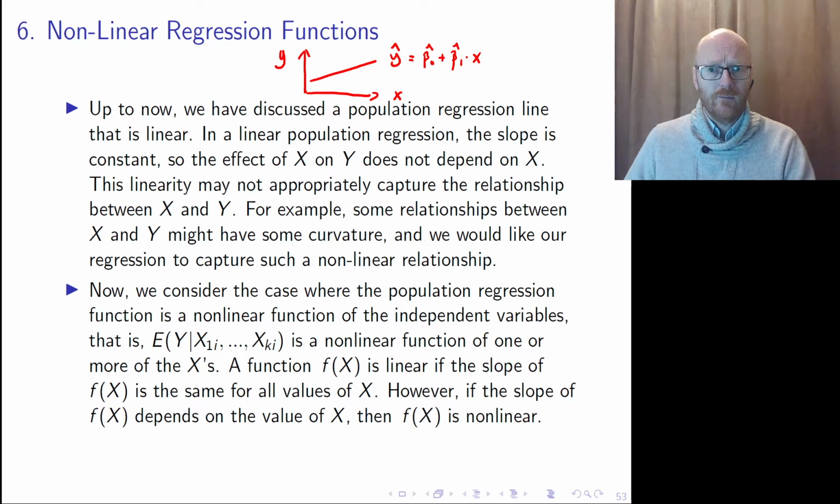But what if the data tells us that this relationship is not linear, or that our intuition is such that we do not believe that this relationship is linear? Now we can consider where the population regression function is a non-linear function of the independent variables. That is, the expectation of y, given the values of the x variables, is a non-linear function of one or more of the x variables.